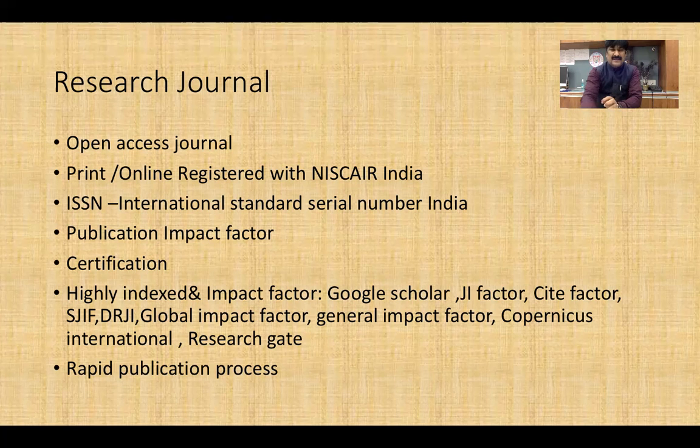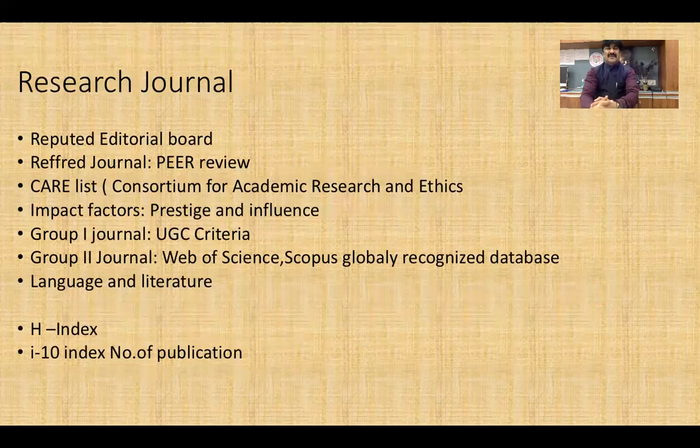Which are helping agencies and the rapid publication process. The research center should have a reputed editorial board, mostly editorial board members who are reputed in a university or some kind of research organization. Refereed journals have peer review, a kind of scrutiny where a subject-based team reviews the paper.